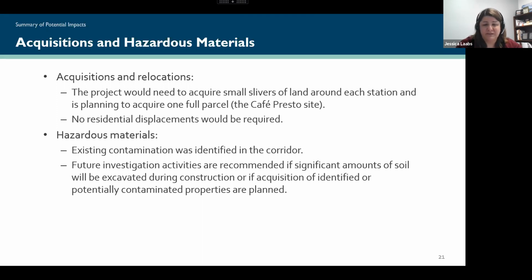Hazardous materials. So similar to any more urban corridor, existing contamination does exist below ground. So if we are anticipating any activities that really are going to move a significant amount of soil, we would be proposing that additional monitoring and investigation is done at those sites. So we'll continue to coordinate with the engineering team on level of excavation and if any of those known contaminated sites would need to be addressed.